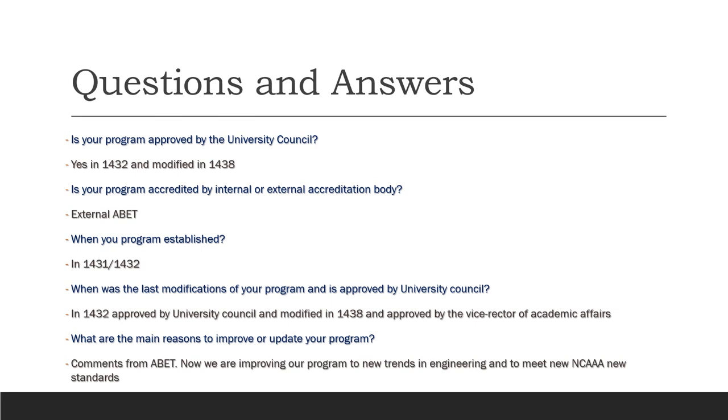Is your program approved by the university council, for example? Is your program accredited by an internal or external accreditation body? When was your program established? When was the last modification of your program, and is it approved by the university council or not? What are the main reasons to improve or update your program?